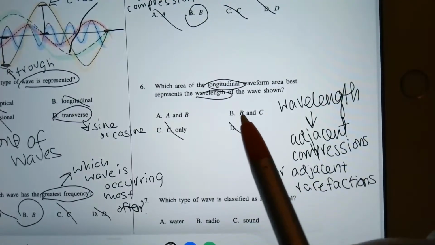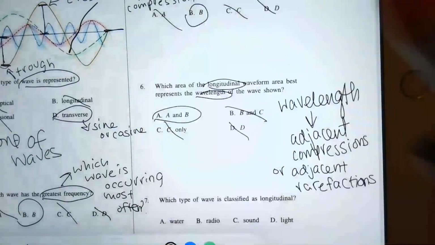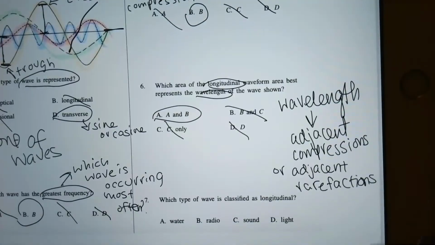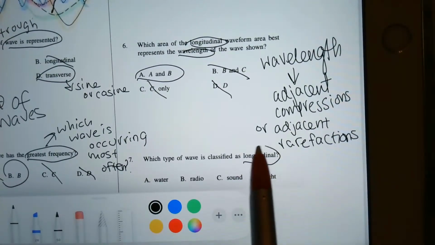So if we look, the other choice is B and C. This makes no sense, so therefore it has to be A and B, right? A compression and a rarefaction. Okay. And then the last question, which type of wave is classified as longitudinal?